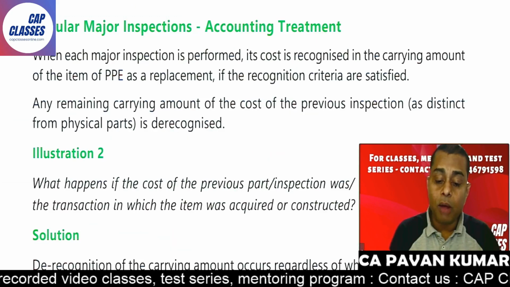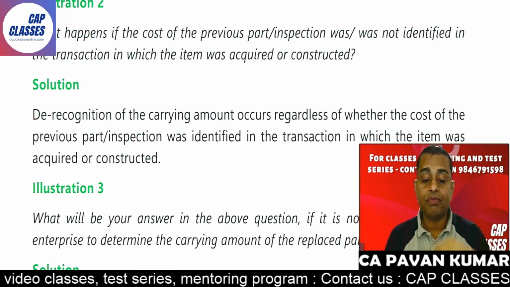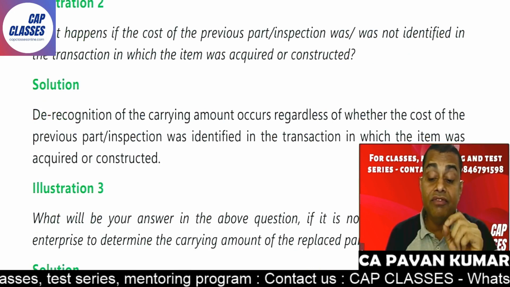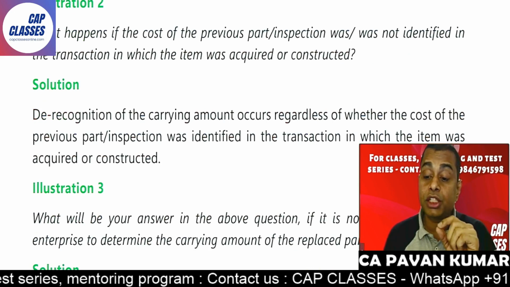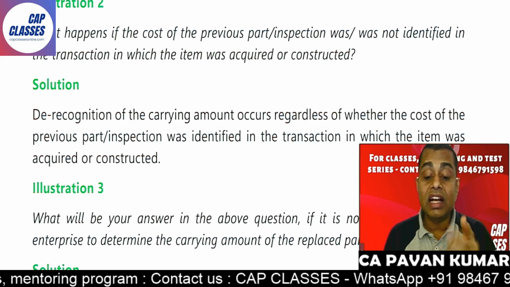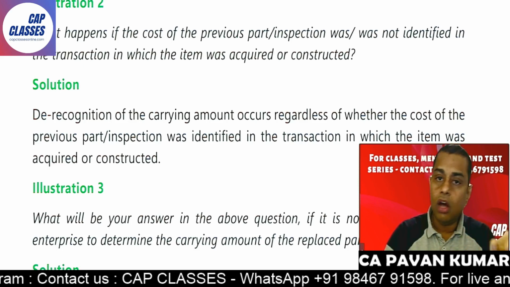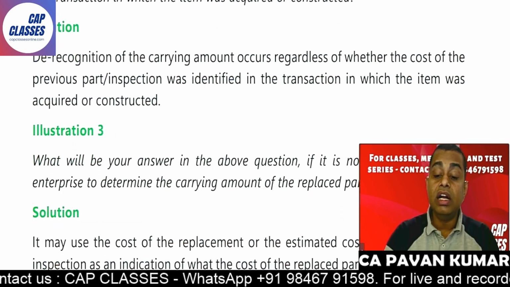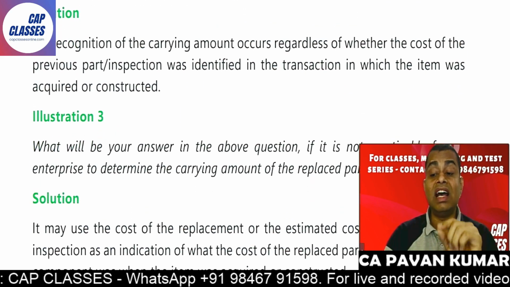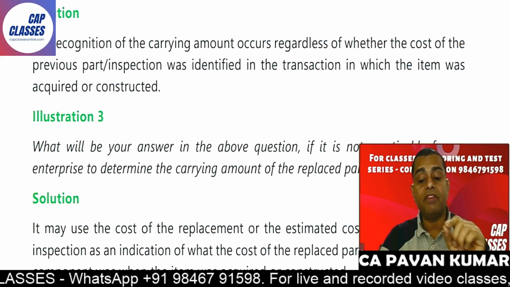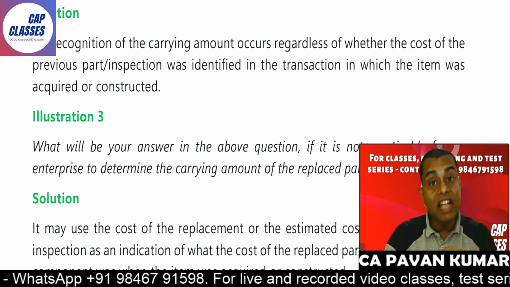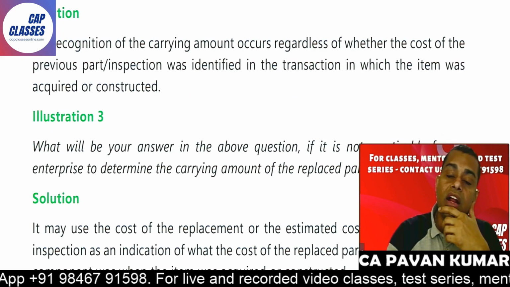So let us see 1 2 problems on this. Problem number 2. What happens if the cost of previous part or inspection was not identified in the transaction in which the item was acquired or constructed? Simple. Already we have done one problem also on this. Derecognition of carrying amount occurs regardless of whether the cost of the previous part or inspection was identified in the transaction in which the item was acquired or constructed.